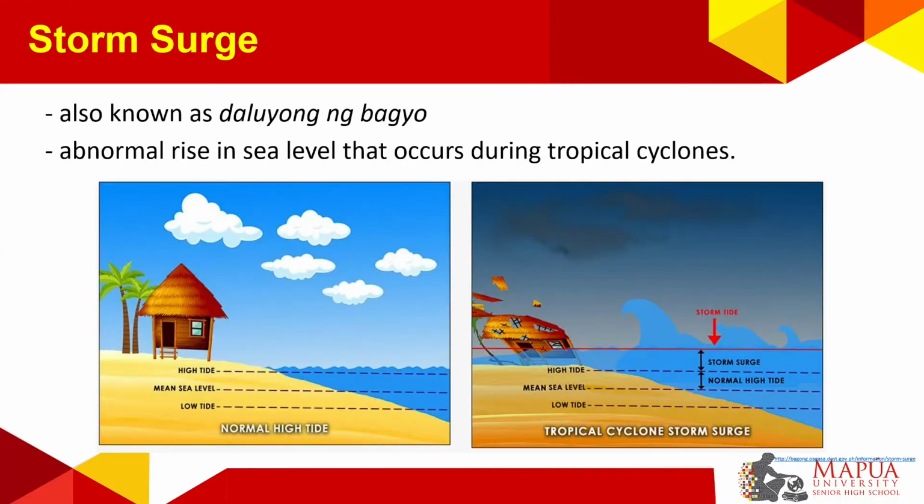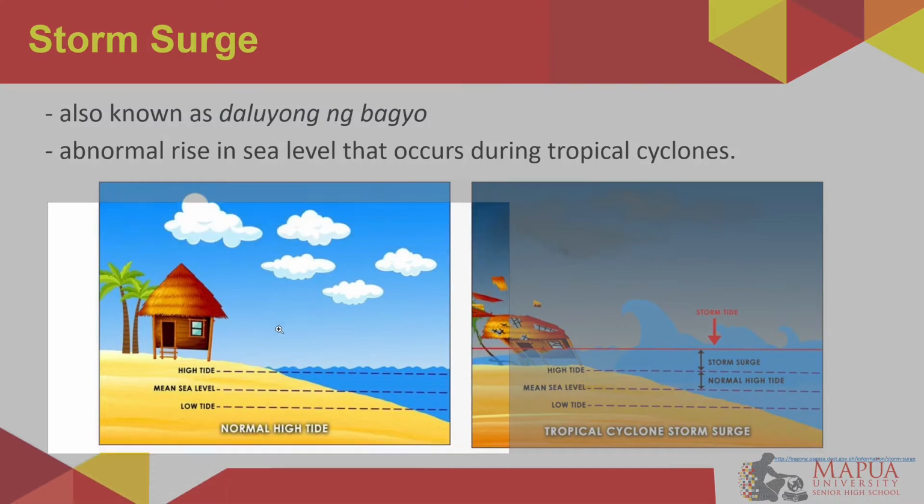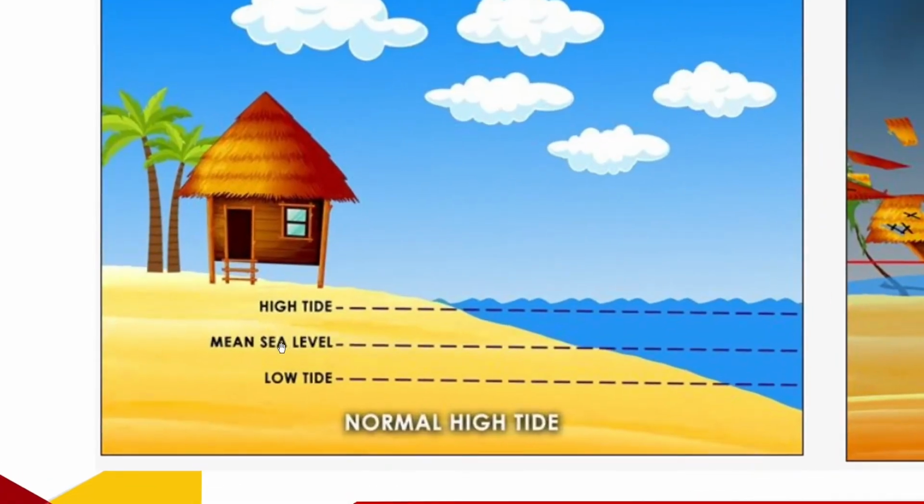A storm surge, class, is also known in Filipino as the luyong ng bagyo. It is the abnormal rise in sea level that occurs during tropical cyclones. At normal conditions, when it comes to our seas and their tides, there is a high tide and a low tide. This is actually observed in the daily weather report of Pag-asa. And we call the average of the high tide and the low tide the mean sea level.